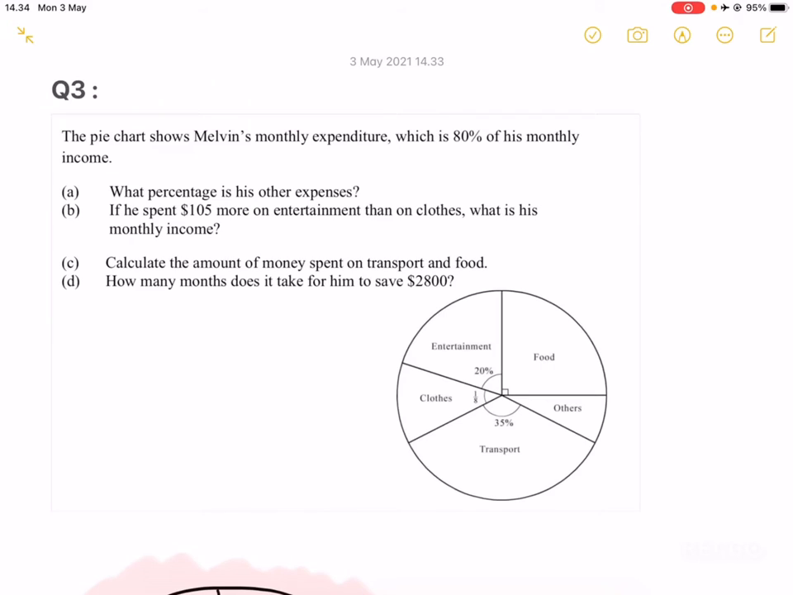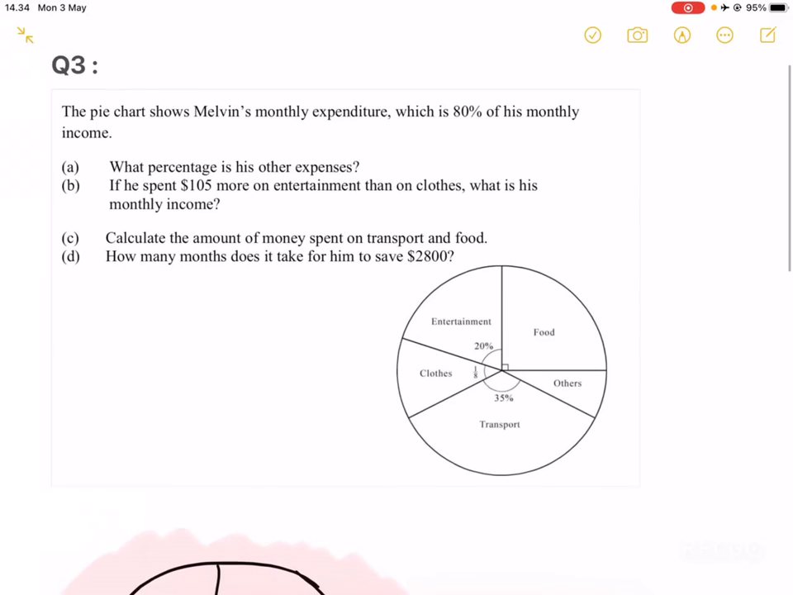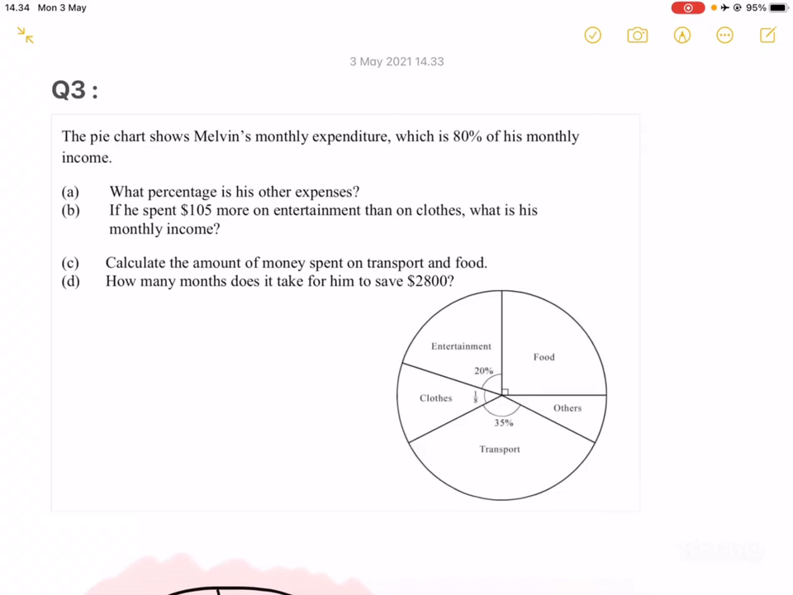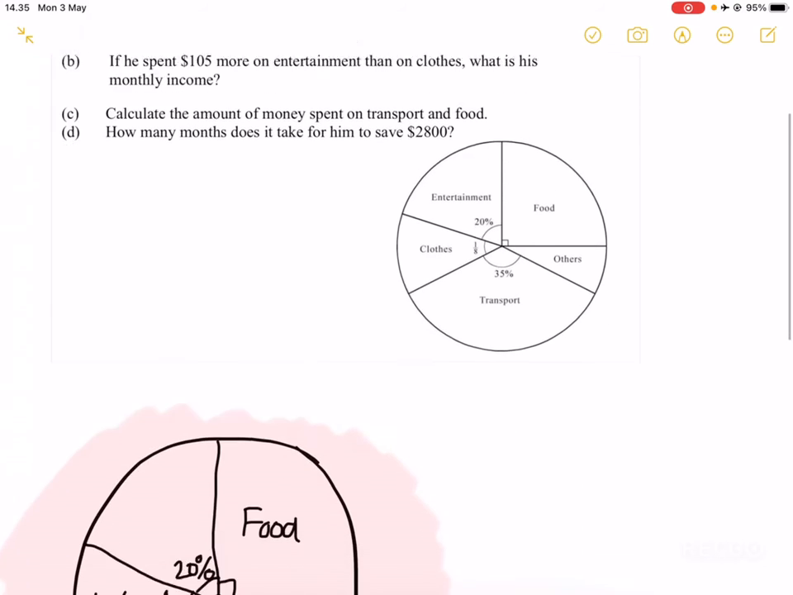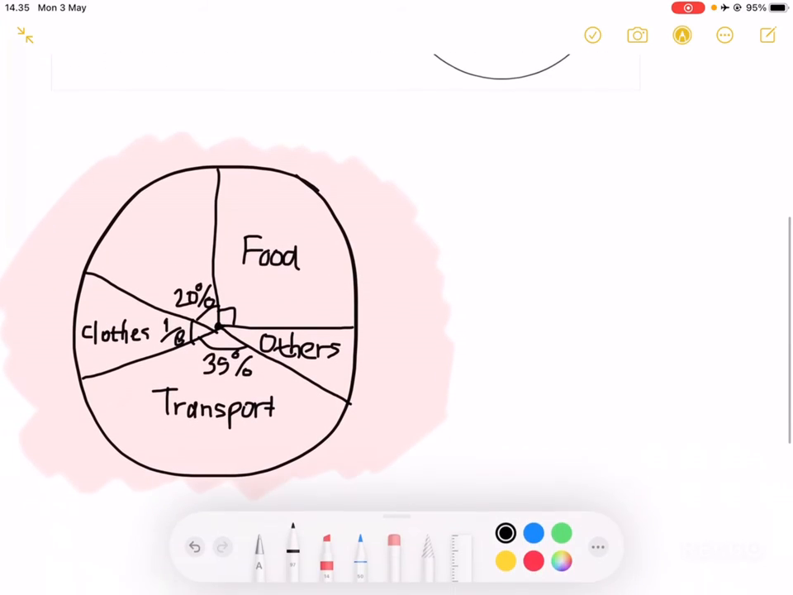Alright, for question 3, the pie chart shows Melvin's monthly expenditure, which is 80% of his monthly income. So the first sentence here will be a key to solve for parts B and D, which is something you must keep an eye on. And for part A, what percentage is his other expenses? To demonstrate this, I've drawn an exact replica of the pie chart. So we need to find the percentage of this class, which is the others class.